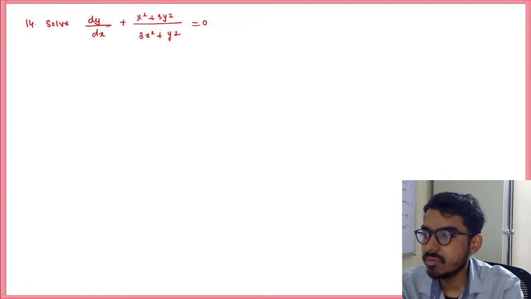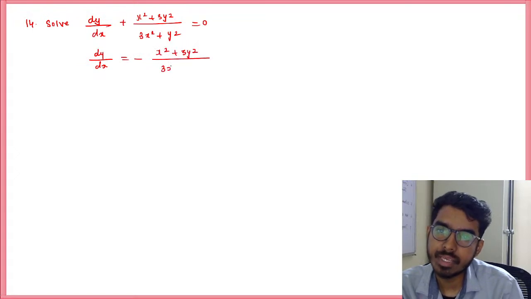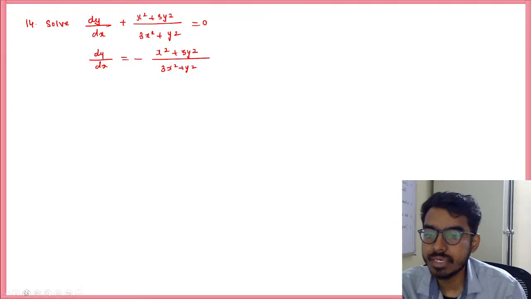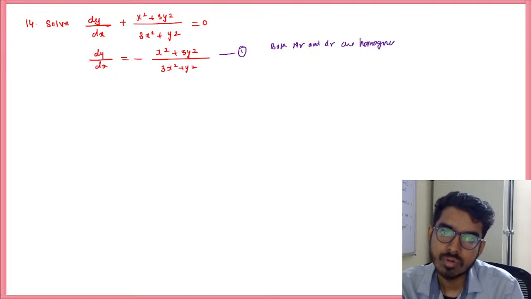Again, you can see both numerator and denominator are homogeneous functions of the same degree, right? So we have dy by dx equal to minus of x square plus 3y square divided by x square plus y square. Both numerator and denominator are homogeneous functions of degree 2, right?